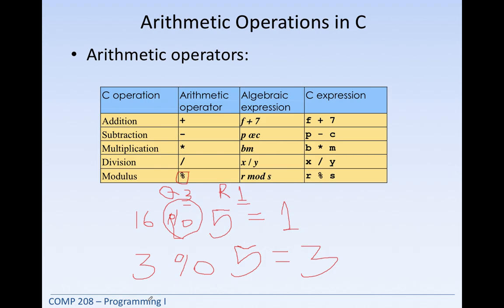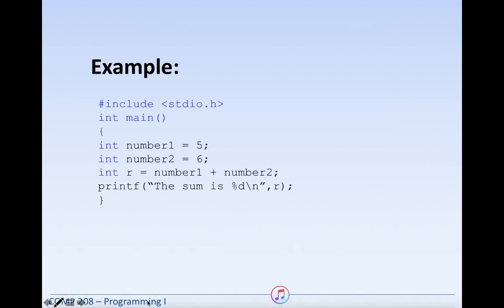All right, if somebody still doesn't understand it, you can send me an email. So what do we have here? We have two variables, number1 and number2. Number1 is equal to 5, number2 is equal to 6. We have declared r to be an integer, and rather than an initialization, we immediately gave it an expression, number1 plus number2, which is an arithmetic expression.